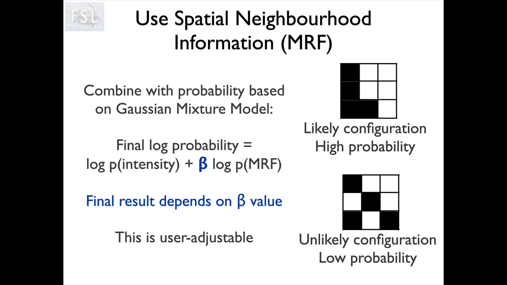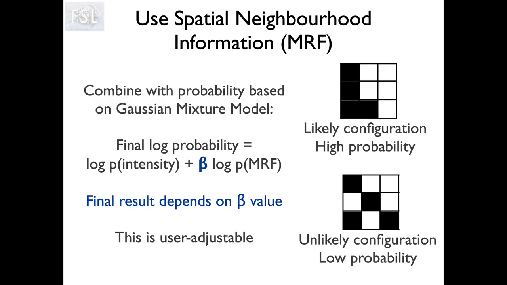And then because we've got two sources of information, we need to combine them together. And so we have a formal equation which links them. We have a probability which is related to the intensity-based probability from the mixture model and some weighted amount of this spatial neighbourhood probability. And this weighting factor, beta, is user adjustable because we don't know what the right value is. We have a default value which we put in, and that's reasonable for fairly typical scans with typical SNR and typical resolution. But actually there's quite a wide variety in what you might get.